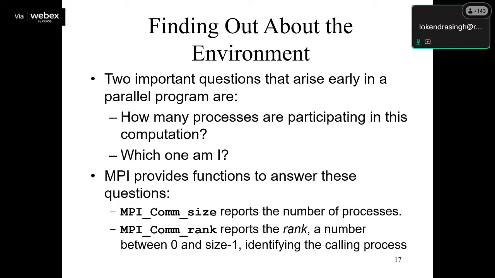So if your size is 5, it is going to go from 0 to 4, that is, less than size. So these are the two basic routines. First one is how many processes there are, with the help of MPI_Comm_size. Next one is the rank. Suppose there are 4 processors, then they are numbered from 0 to size minus 1, meaning process 0, process 1, process 2, process 3. It is totally random.